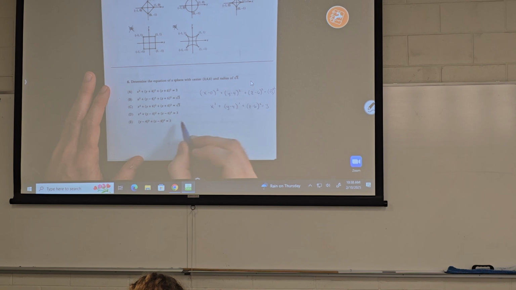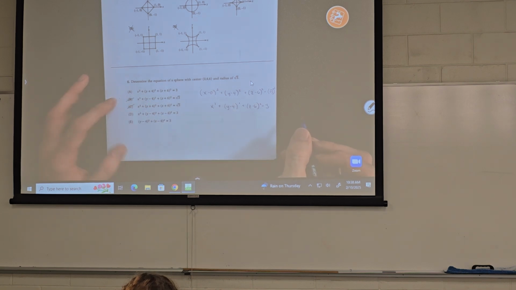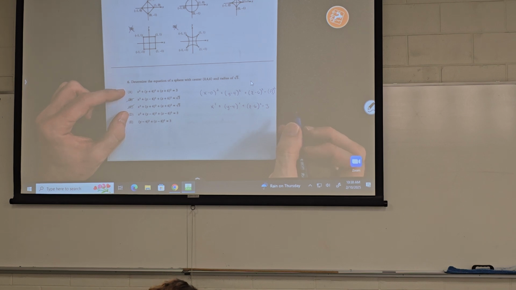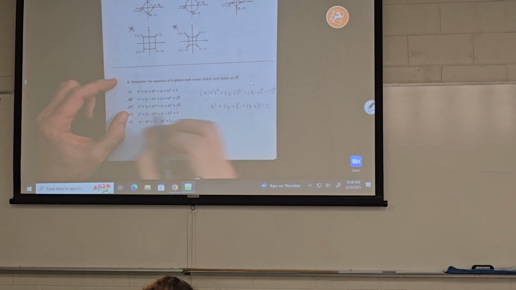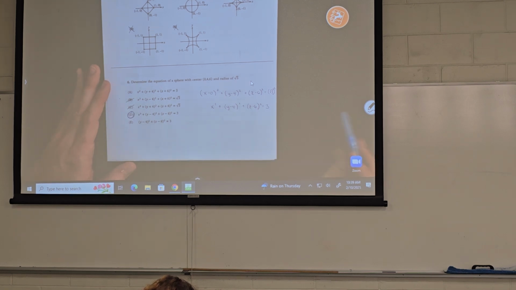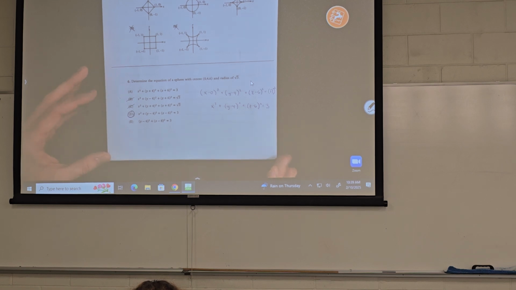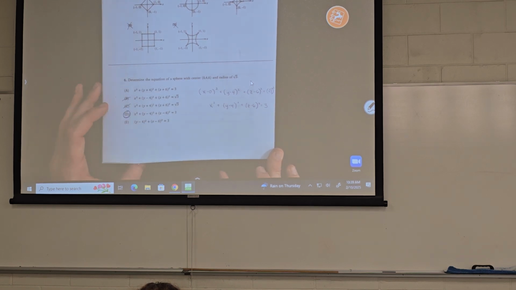So I know my equation should equal 3. B and C are out. So I'm looking at A or D. I'm looking at D. Is it E? We're all good on 6, right? It says E? Second? D. D. Why is it D?